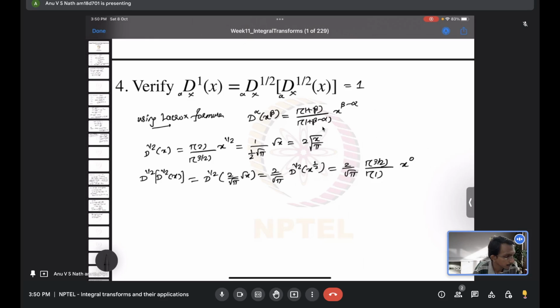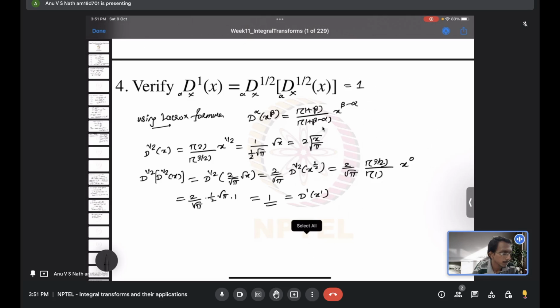Then x raised to 0. So which is 2 by root pi. Gamma of 3 by 2 I can write as 1 by 2 into gamma of 1 by 2, which is root pi. Gamma of 1 is 0 factorial, which is just 1, and then again 1. We will see it is actually 1. So which is equal to d raised to 1 of x, which is verified. So this is using Lagrange's formula. So now it is verified.